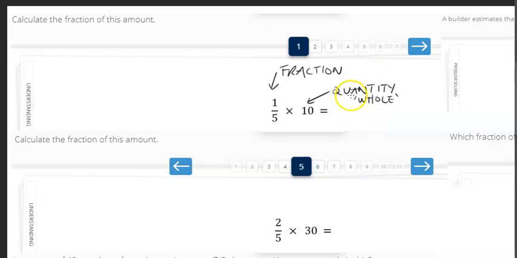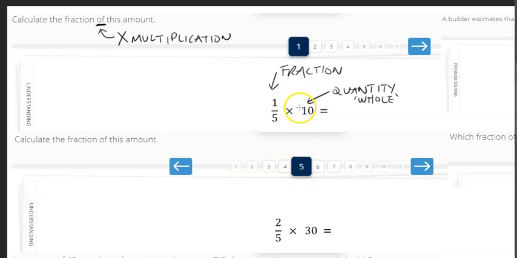But generally speaking, a quantity is a whole amount, and we're going to find the fraction of a whole amount. So when it says here, calculate the fraction of this amount, they have this multiplication symbol here. And in the maths world, whenever you see the word "of", we use the mathematical tool, multiplication. And I'll show you why this is the case. Right now, we're looking for 1/5 times 10.